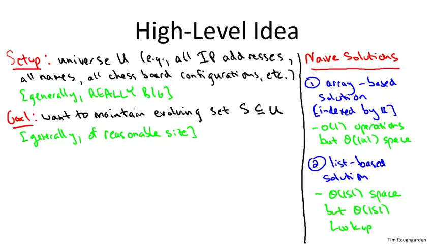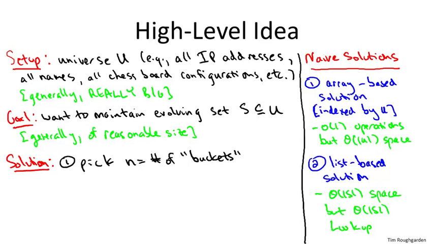On the one hand, we want to have the constant time operations enjoyed by the array-based solution, but on the other hand, we want to have the linear space in the size of the set that we're storing that we get in the list-based solution. So to get the best of both worlds, we are going to use an array-based solution, but the array will not be big. It'll not be with size proportional to the universe. The array will only have size roughly the same as the set that we're storing, so somewhere in the ballpark of the cardinality of S.